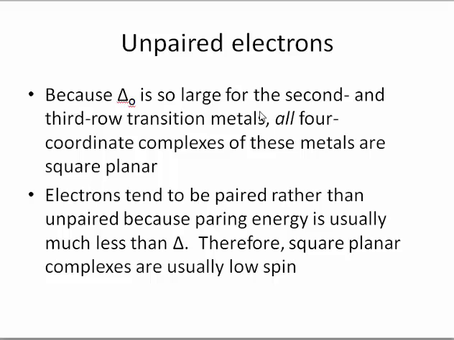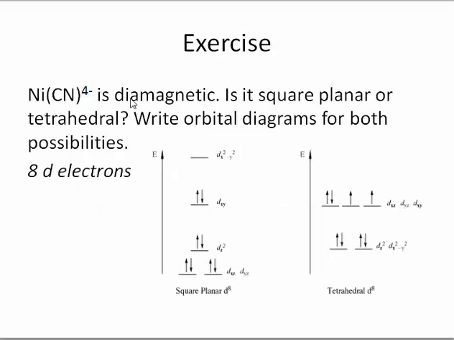As delta is larger for second and third row transition metals, all four coordinate complexes of these metals are square planar. Electrons in these species tend to be paired rather than unpaired because the pairing energy is usually much less than delta. Square planar complexes are usually low spin. For example, the nickel carbonyl complex is diamagnetic. Is it square planar or tetrahedral? Write orbital diagrams for both possibilities.